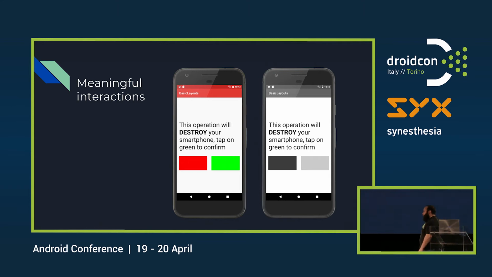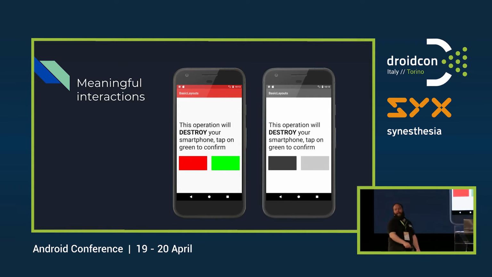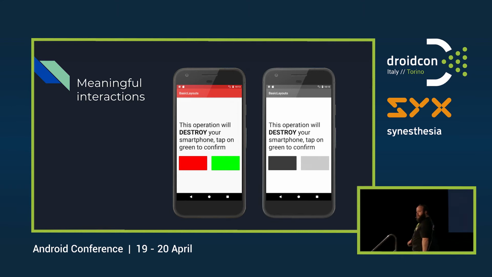Okay. The interaction is a tricky part, because now you will see an ugly layout. It's made on purpose, because I want to show you. This operation will destroy your smartphone. Tap on green to continue. Who wants to press the green button? I think nobody. Okay. And if you are colorblind, which button will you press? The left one or the right one? You don't know. So we can't rely on color, for example, for interaction.